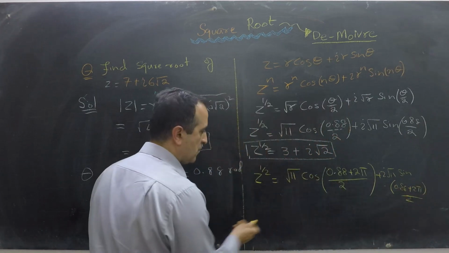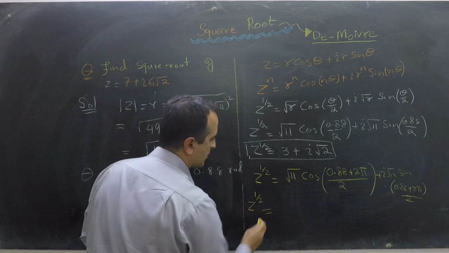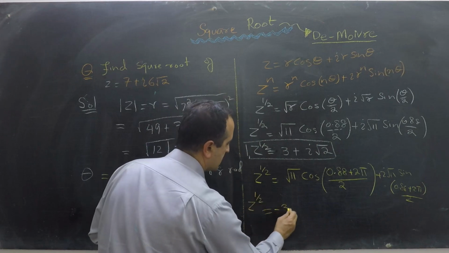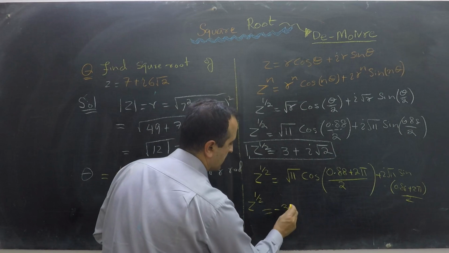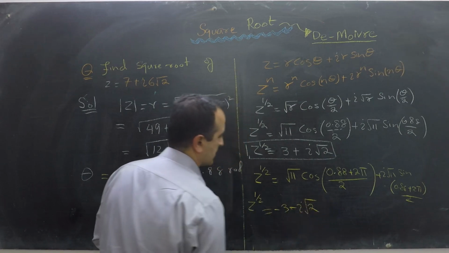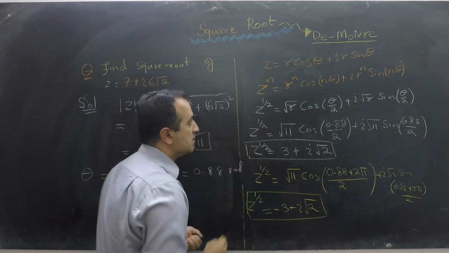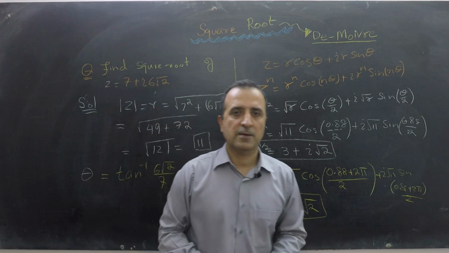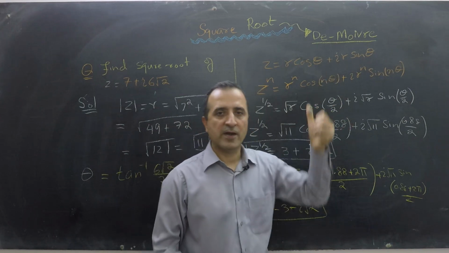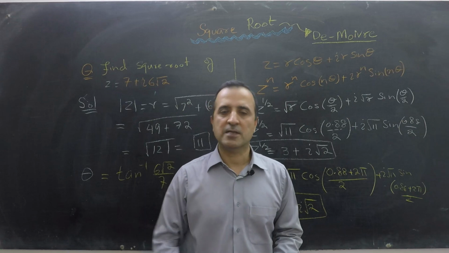And when I solve this, I will get my second result, which will be equal to minus 3 minus iota square root of 2. And that is my second square root. So I think using this theorem, we can find the square root quite quickly as compared to the method that we saw in the last video.